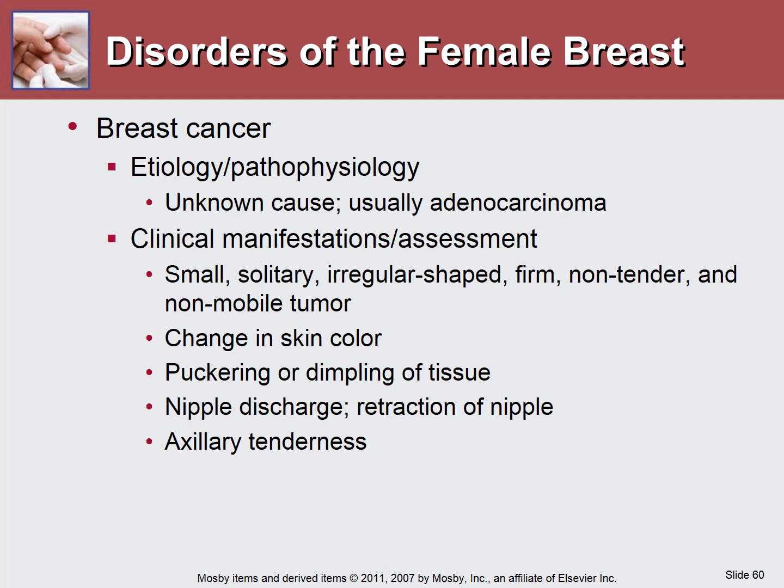It's usually adenocarcinoma. Clinical manifestations are very different from those of a cystic breast. It's small, solitary, irregularly shaped, firm, and usually non-tender and non-mobile, so it's fixed, right? You may see changes in skin color, puckering or dimpling of the tissue, nipple discharge, usually bloody, retraction of the nipple, and there will be axillary tenderness because the lymph nodes are inflamed. Next slide.